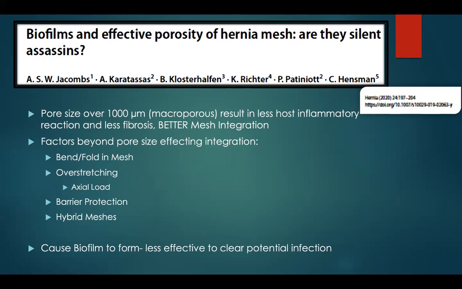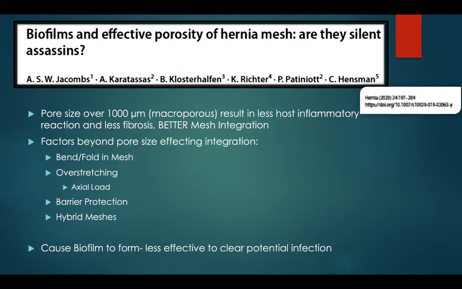So when considering macroporous, or that greater than 1,000 nanometers pore size, it results in less hostile inflammatory reaction, which means less fibrosis or scar plate, and thus better mesh integration. So that's what you want. You want great mesh integration with the native tissue so that it has better blood supply to that area, thus meaning antibiotics can get in better into that field, and there's just more tissue sandwiched around that scaffolding.